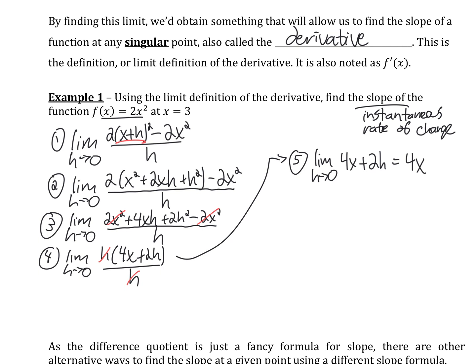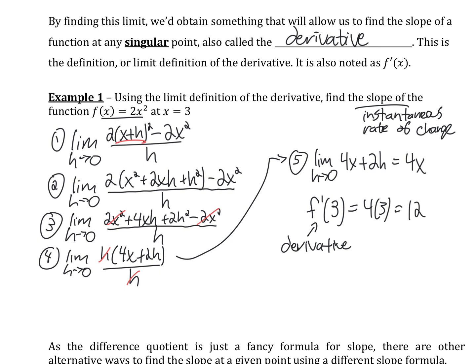Now I want to know that instantaneous rate of change at 3. All we're going to do is plug in 3 for h. Excuse me, plug in 3 for x. So the way we notate this is something like f prime of 3. F prime just means derivative. It's the notation for derivative. So the derivative at 3, we're going to plug into that function 4x, so 4 times 3.